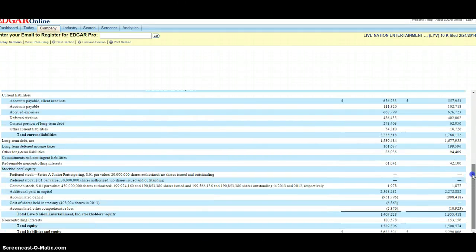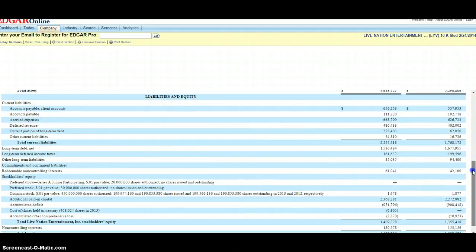Now we're looking at liabilities. Total long-term liabilities, total liabilities have gone up. It looks like people owe them more money in 2013 than 2012, and current portion of long-term debt means they have a lot of long-term debt that's due within a year in 2013.